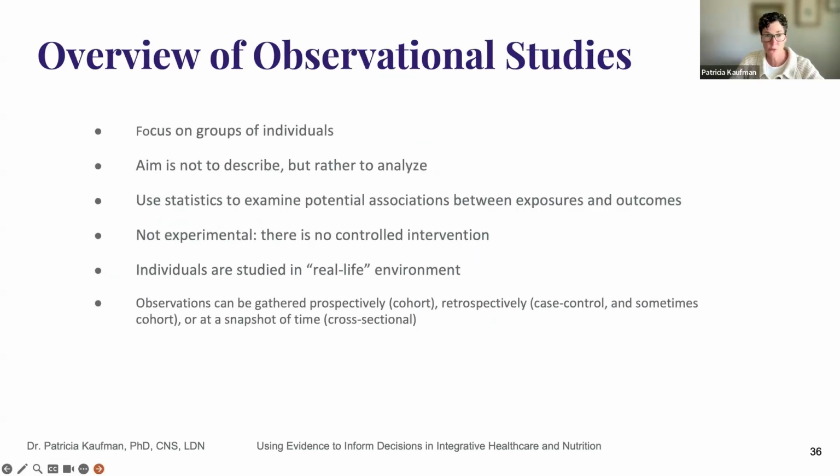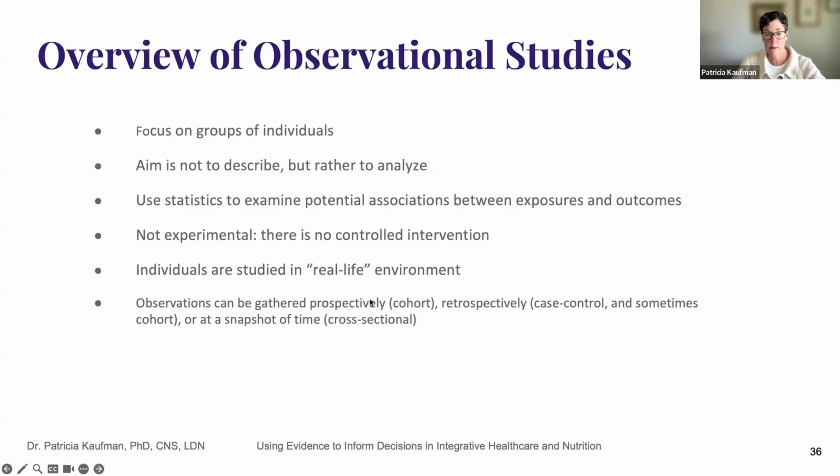Overview of observational studies: it focuses on a group of individuals, and usually they're quite large. With randomized control, remember I said it could be small. Observational studies are usually in the thousands to tens of thousands, if not even higher. Its aim is not to describe, but rather to analyze. It uses statistics. It's not experimental. Individuals are studied in a real-life environment.